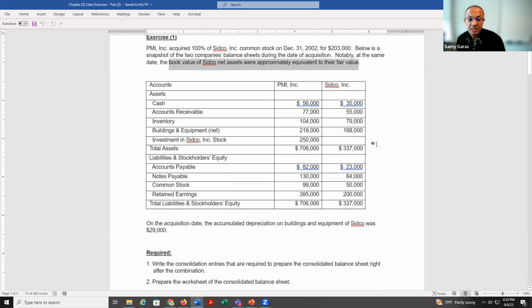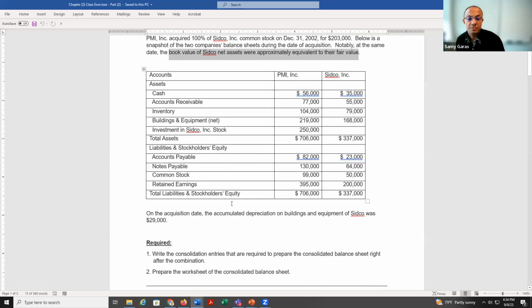And now we see here that during the acquisition, or in the year of acquisition, there was an accumulated depreciation by the subsidiary company for $29,000. And you see here in the balance sheet, we have a very simple balance sheet that has assets. And in the assets, we see building and equipment at the net price. What does it mean? It means this is the amount after accumulated depreciation. So remember, when I record the accumulated depreciation in the journal entry, I will put it here.